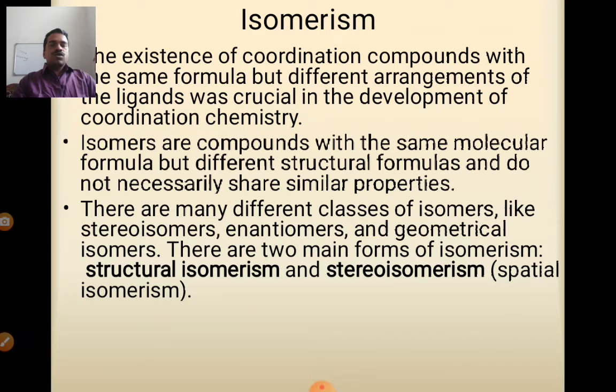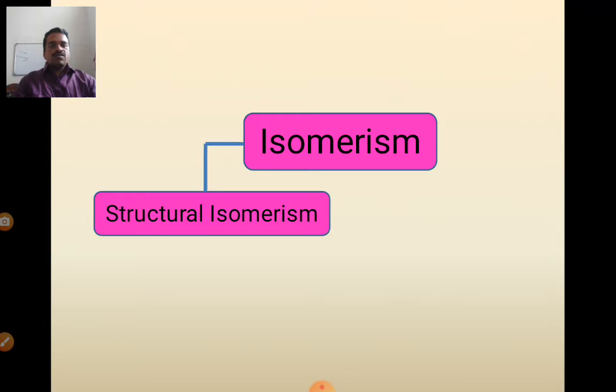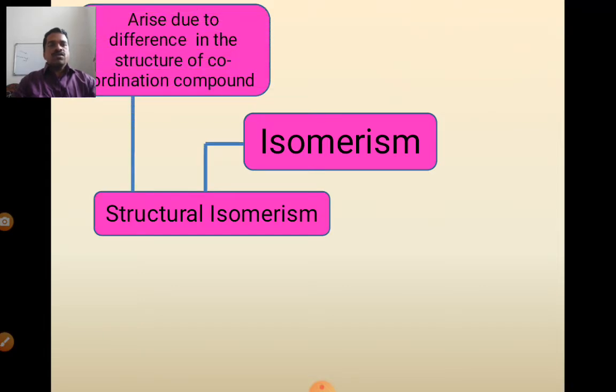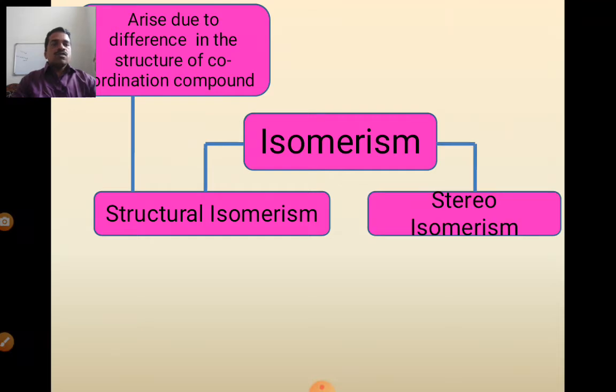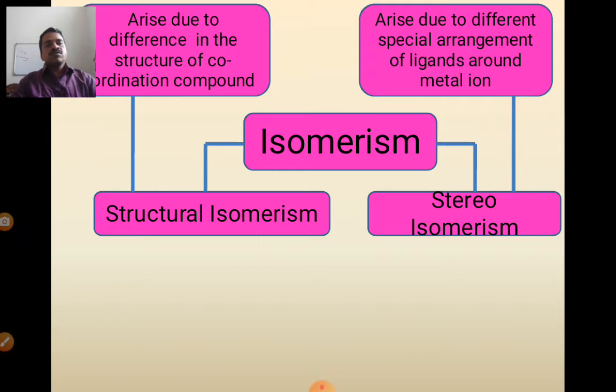There are mainly two types of isomerism: structural isomerism and stereoisomerism. We will see the classification of this isomerism. First is structural isomerism. This arises due to the difference in the structure of coordination compounds, that is, the arrangement of ligands. The second type is stereoisomerism. This arises due to different spatial arrangement of ligands around the metal ion.